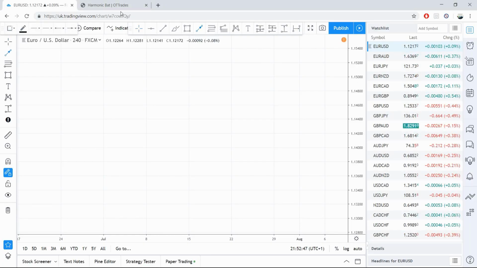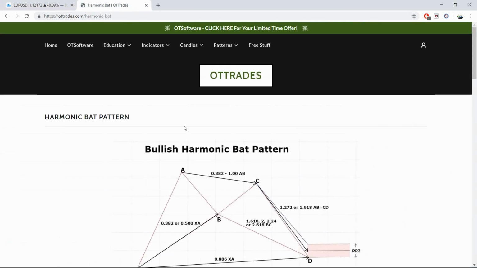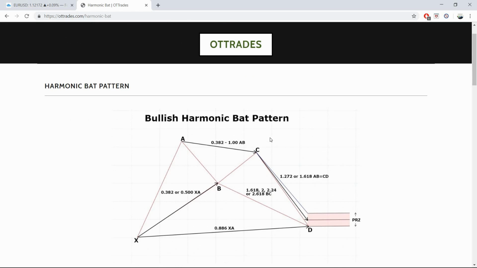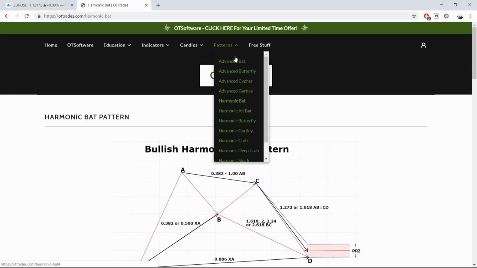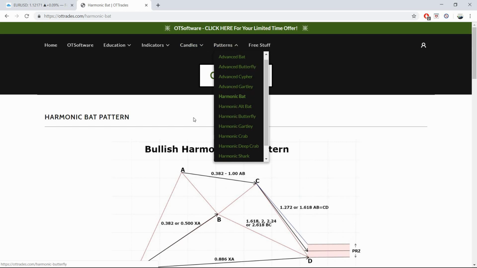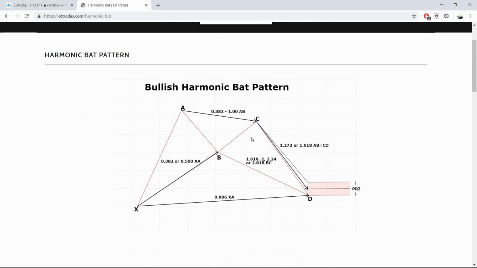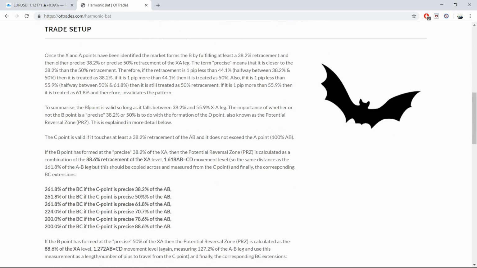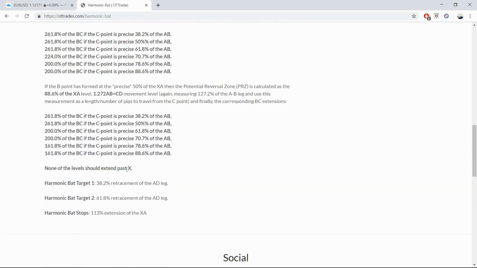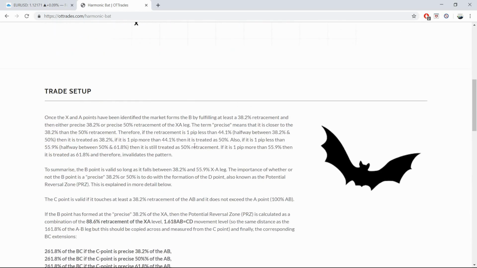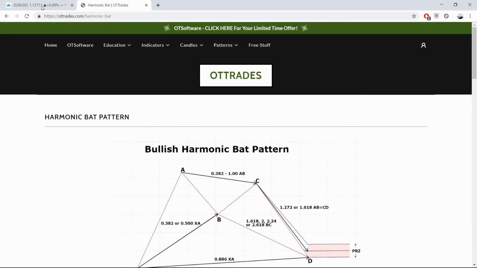The purpose of today's video, I wanted to run through another harmonic pattern. So today we're going to run through the harmonic bat pattern. So again, go to my website, patterns. All of the advanced and harmonic patterns can be found at the top on this pattern tab here. There's a breakdown of the patterns and also a trade setup: how to set up these trades, how to identify them, and how to enter and how to manage the trade as well. So yeah, let's get right into it.